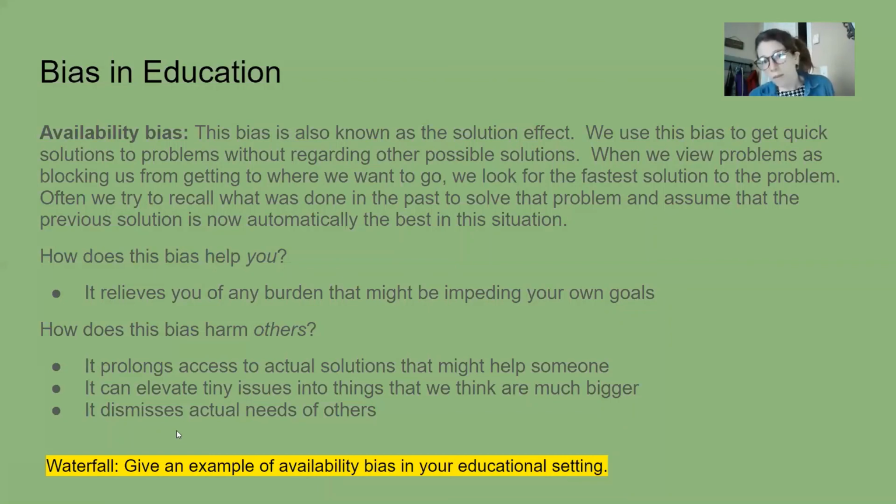How does it harm others? Well, it can prolong access to actual solutions. It can elevate issues into things that we think are much bigger, but actually aren't. And it can really dismiss the actual needs of others.